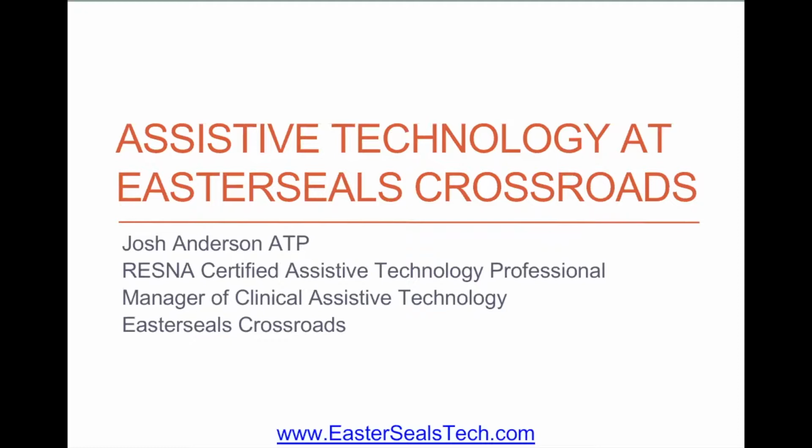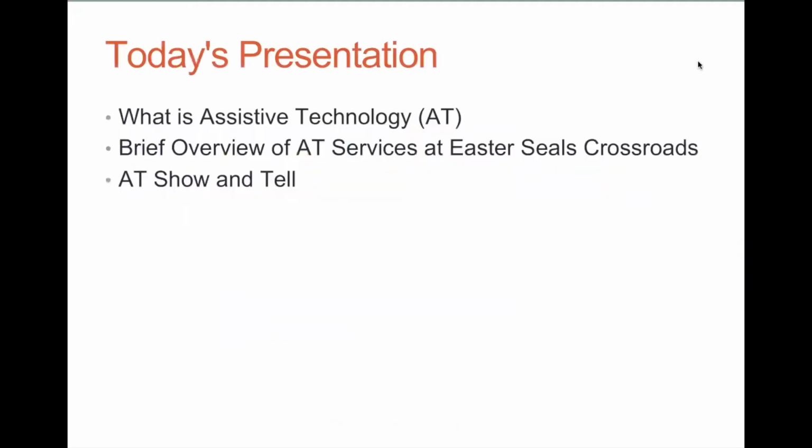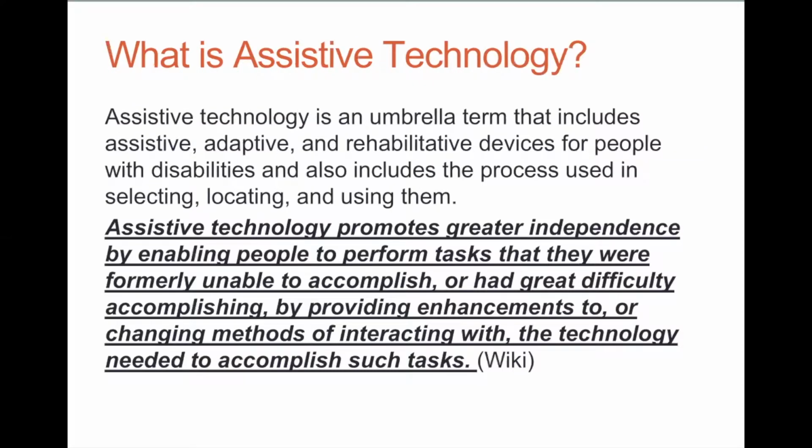Today, we're going to talk a little bit about the assistive technology services available at Easterseals Crossroads, as well as some different tools that you may be able to use with the folks that you work with. During today's presentation, first of all, we're going to talk about what exactly is assistive technology. We'll do a brief overview of the AT services at Easterseals Crossroads, and I'll introduce you to some of the team. Then we'll do a little show and tell, some different things that, again, may be able to help you out some.